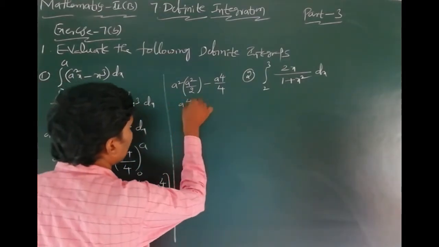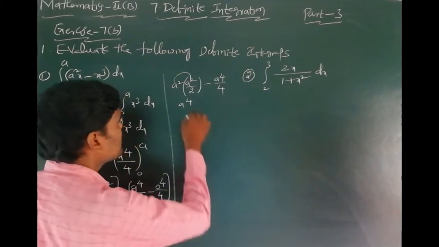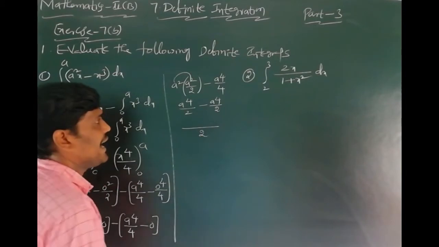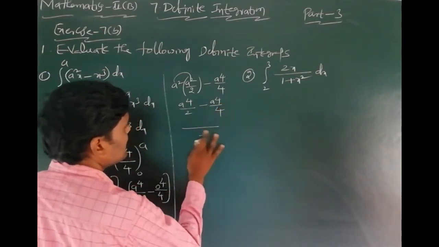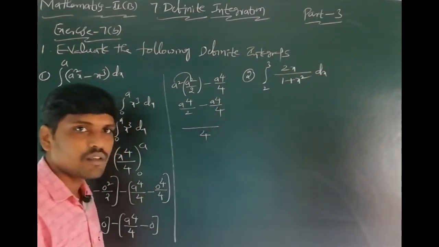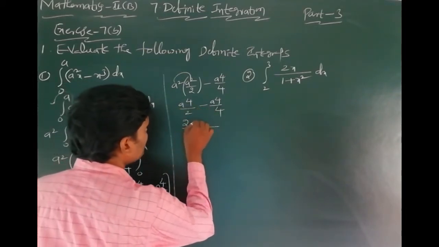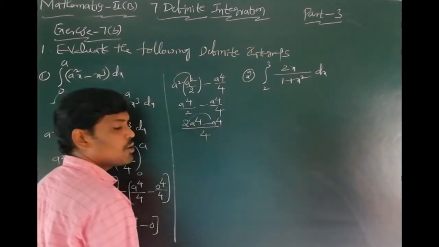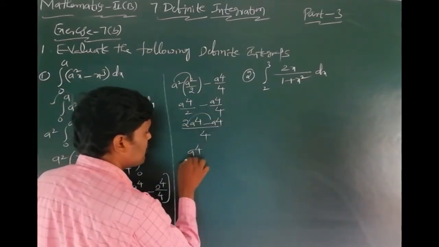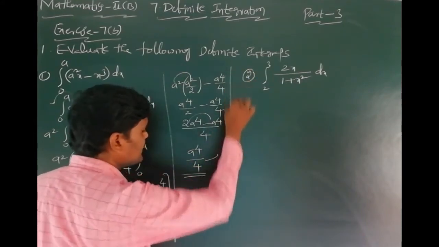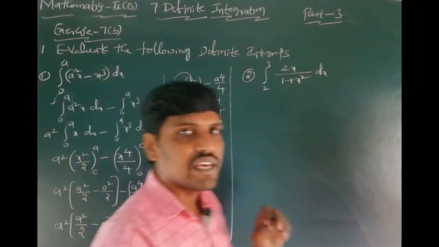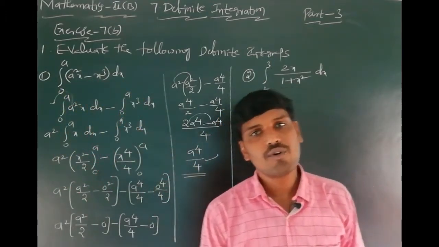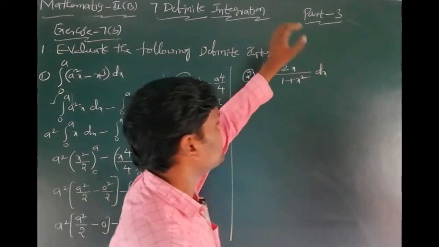After that, a square into a square, that is a power 4, all by 2 minus a power 4 by 4. You can take the LCM. Here 2 and 4, the LCM is 4. After that you can write 2a power 4 minus a power 4, which is nothing but a power 4 by 4. This is the value of the integral 0 to a of (square x minus x cube) dx: a power 4 by 4. After that, the second problem.